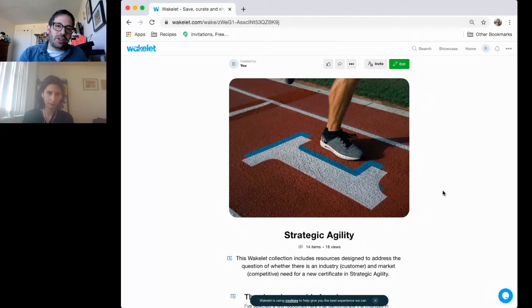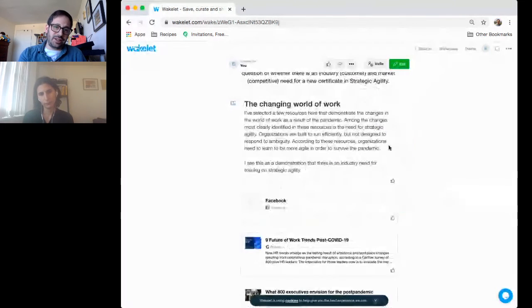And in this particular project, I have this idea that we could create a certificate of agility work at the GSE. What I've done is collected resources. I found a bunch of resources about the future of work and the need to be strategic and the need to be agile. And then as I started adding in my reflections, you'll see this is an example of my reflection here, the changing world of work and of what I think the resources say.